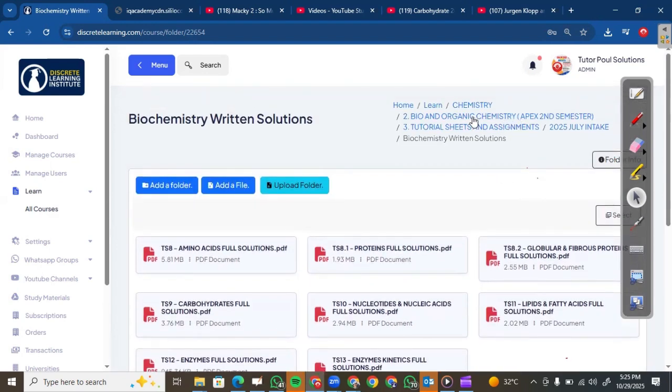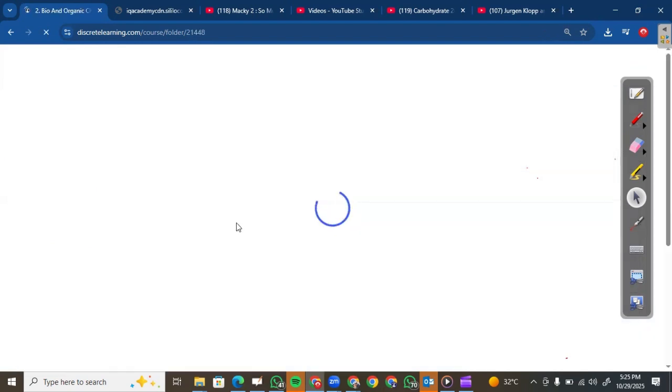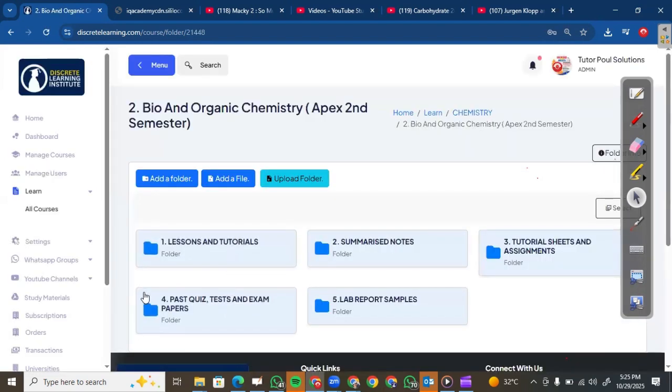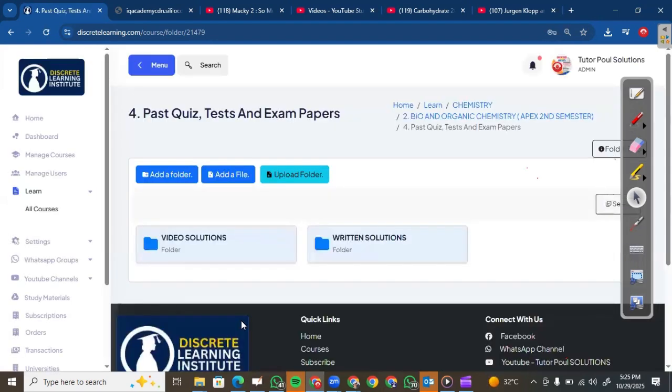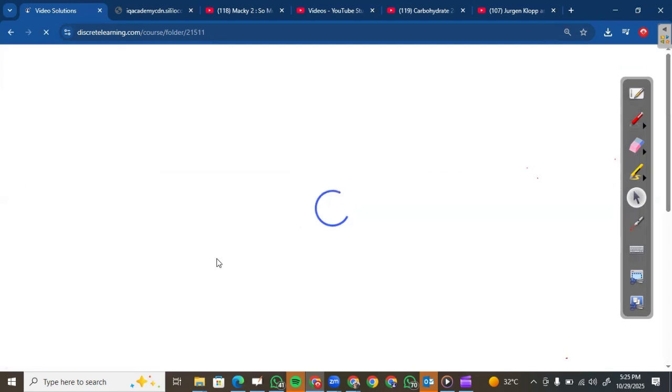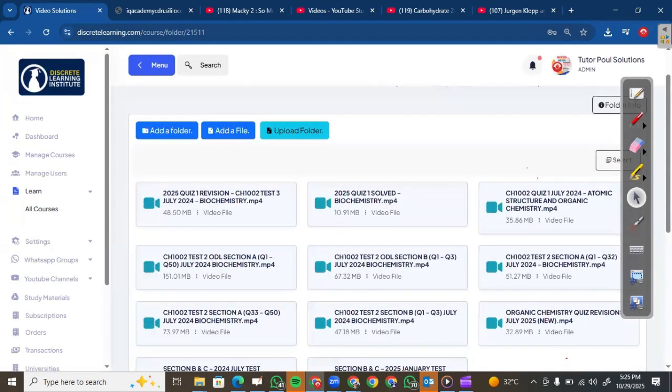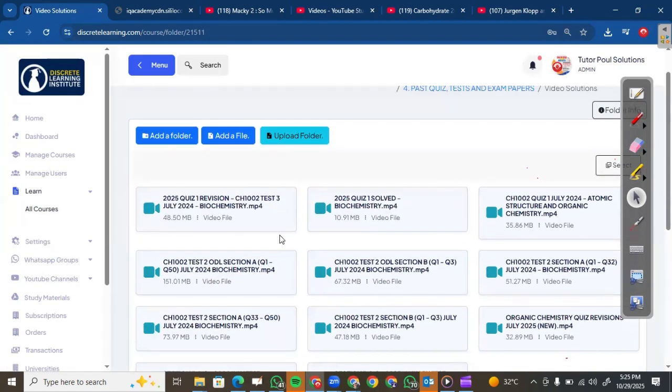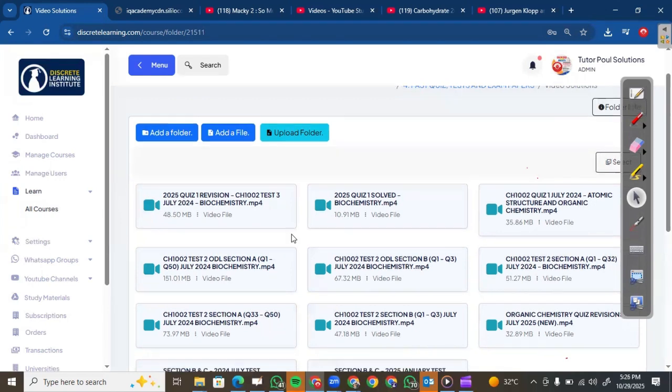And then if you are interested in the past papers, I can go to the folder for the past papers. You come to this folder here and open it. There are some written solutions to the past papers, and there are some videos. You can come to the video solutions section here and check out the videos that we have. These are the videos that we have, and we'll be uploading more as you approach the exams. There are past papers on biochemistry questions, and there are also past papers on organic chemistry. So you can access all these and learn at your own pace, at your own time.